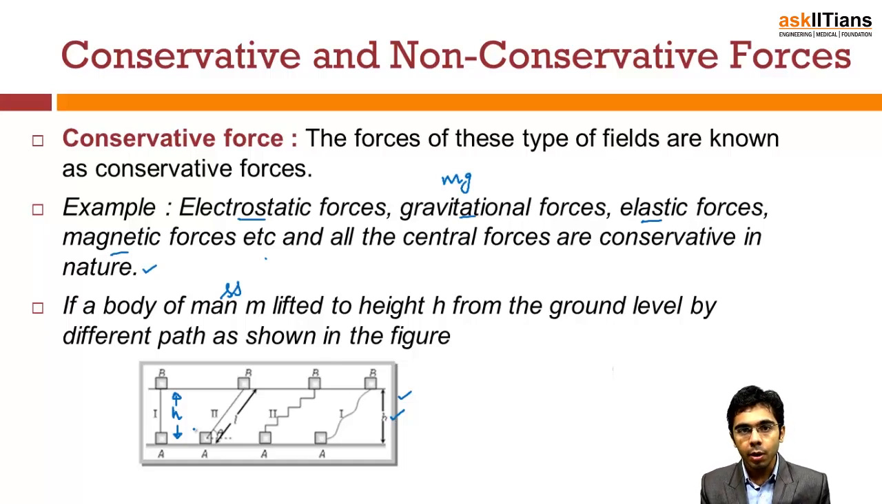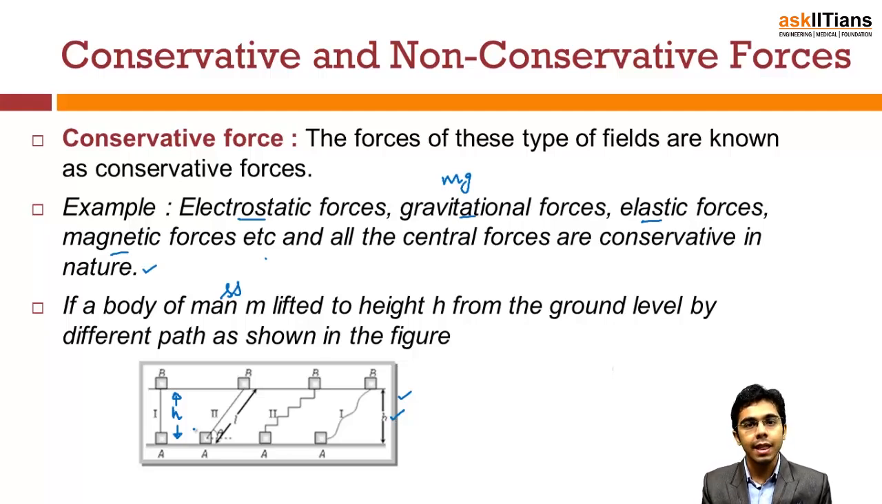If we have to lift a block, we only need to apply mg force, because the mg force acts in the downward direction. So to lift the block, we have to apply an equal amount of force mg in the upward direction. So if the body is going from A to B, we are applying mg in the upward direction, and one more thing is that the displacement is also along the upward direction.